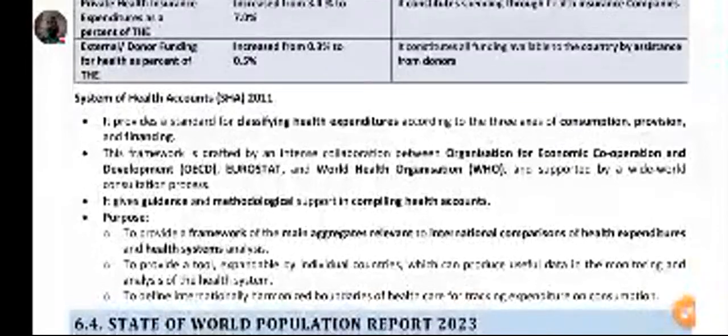Next, the System of Health Accounts 2011. It provides a standard for classifying health expenditure according to the three axes of consumption, provision, and financing. This framework was drafted in intense collaboration between the Organisation for Economic Co-operation and Development, Eurostat, and the World Health Organization, supported by a wide consultation process.